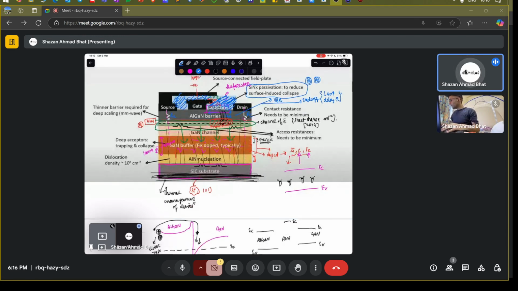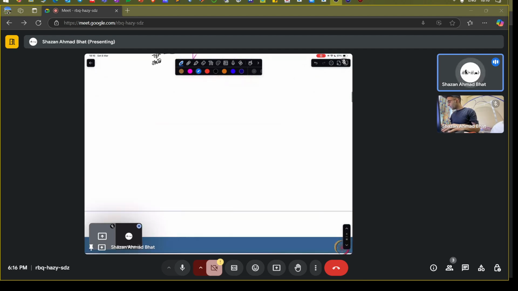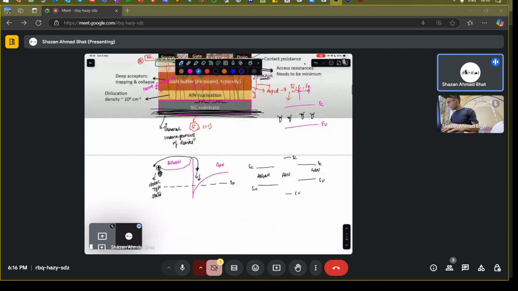And again, this is also going to have implications, or I should say, trade-offs. Whether protecting these traps is going to improve the device performance or not, there are certain trade-offs in it also. Okay, now what else is basically important? And let me see. Yeah, so this is the device.